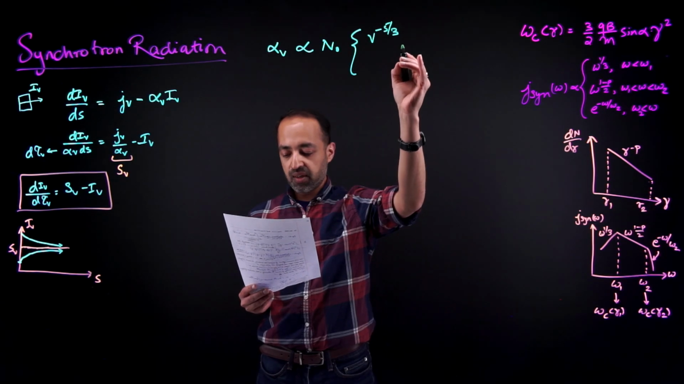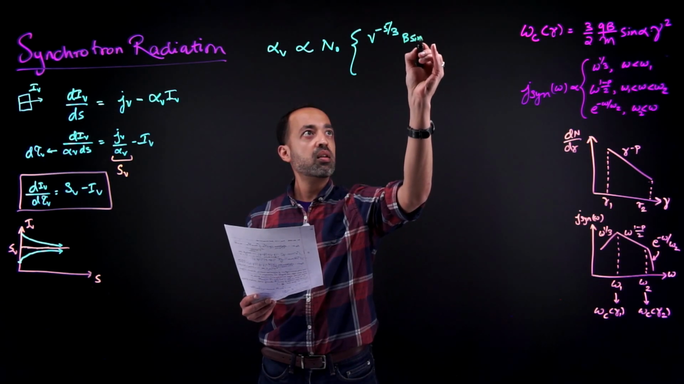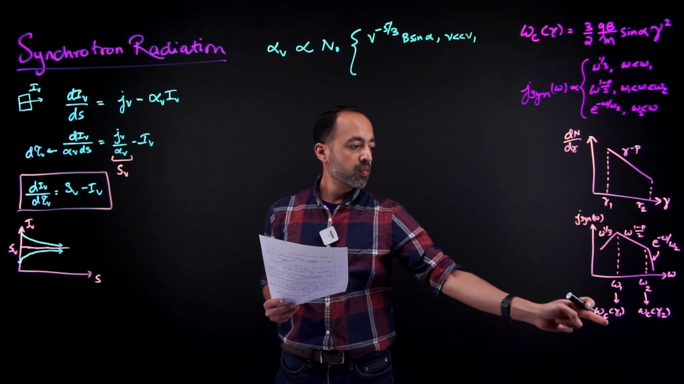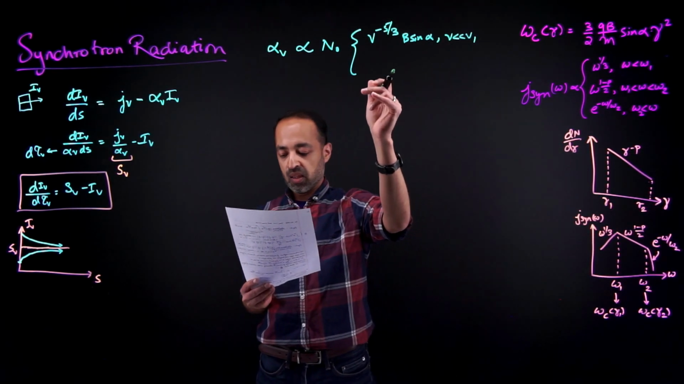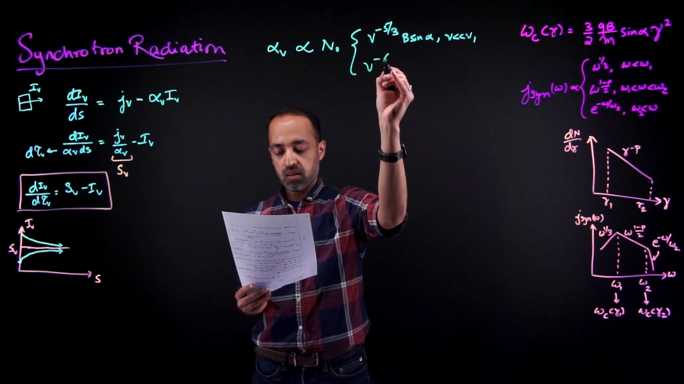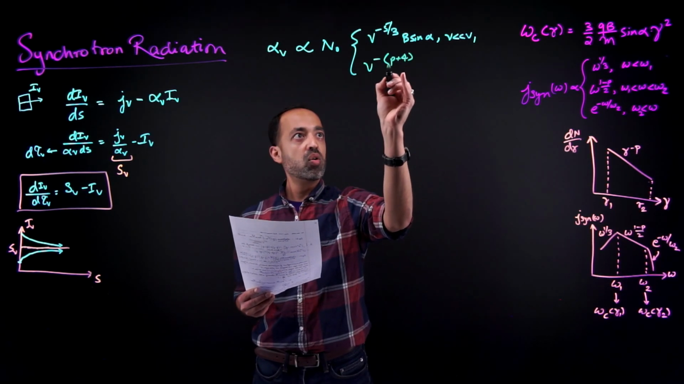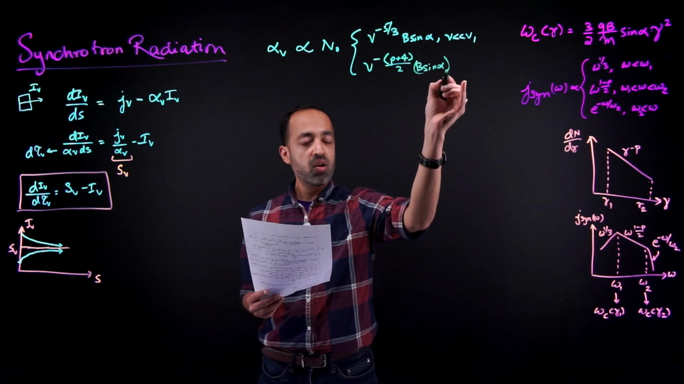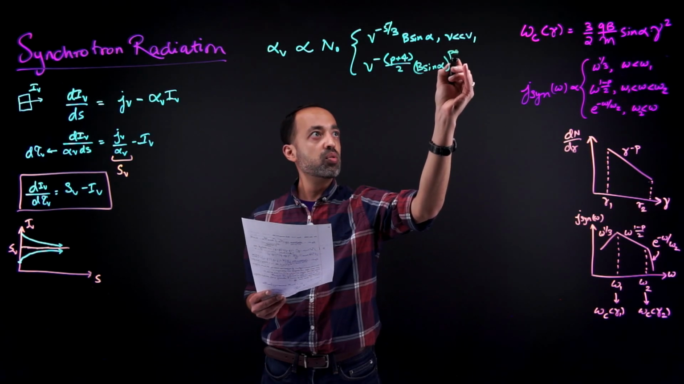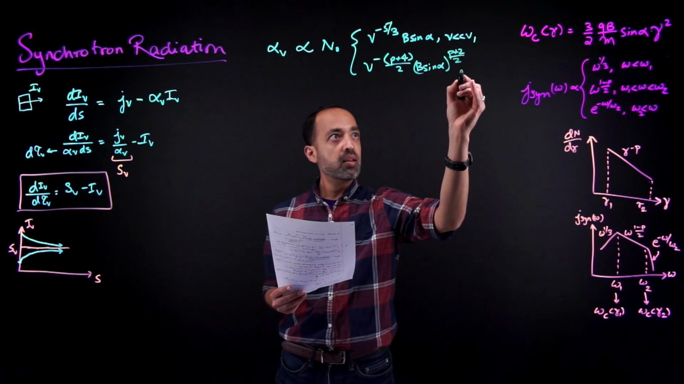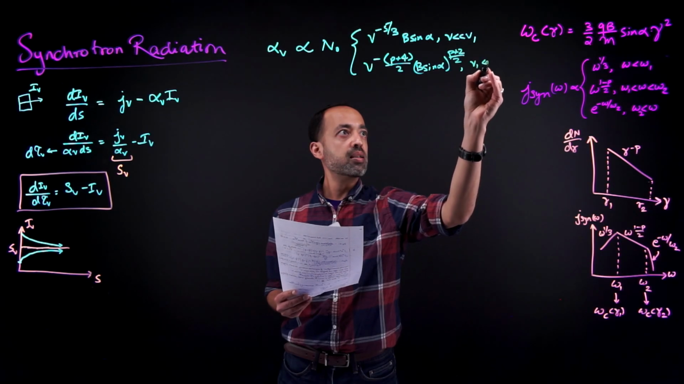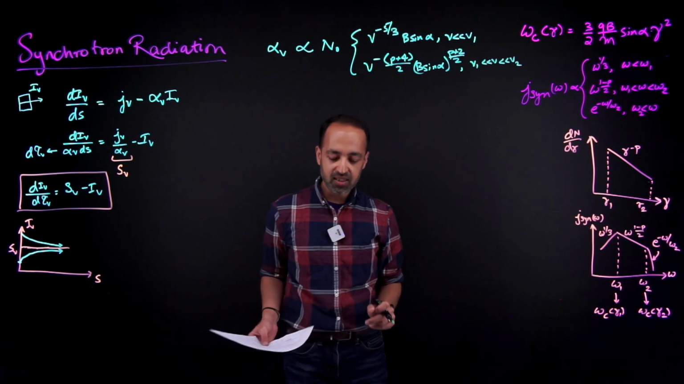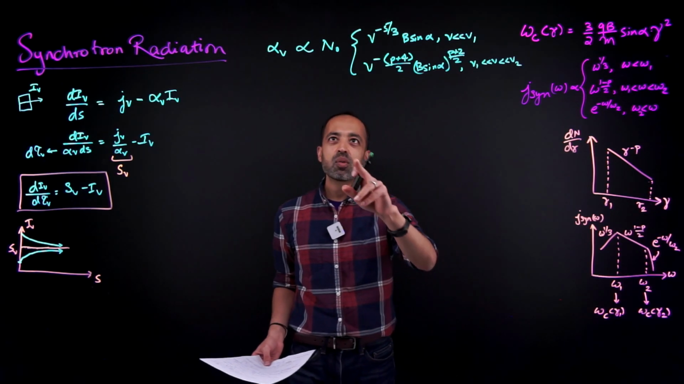So it's nu to the minus 5/3 times B sine alpha, for nu much less than nu1, where nu1 is just omega 1 here. And it is nu to the minus (p plus 4) over 2 times B sine alpha to the power of (p plus 2) over 2. And this is for the regime nu1 much less than nu much less than nu2. So this is the frequency dependence of the absorption coefficient.